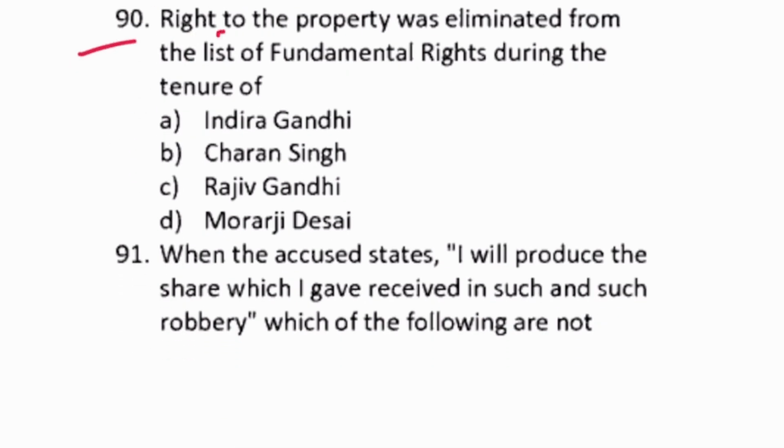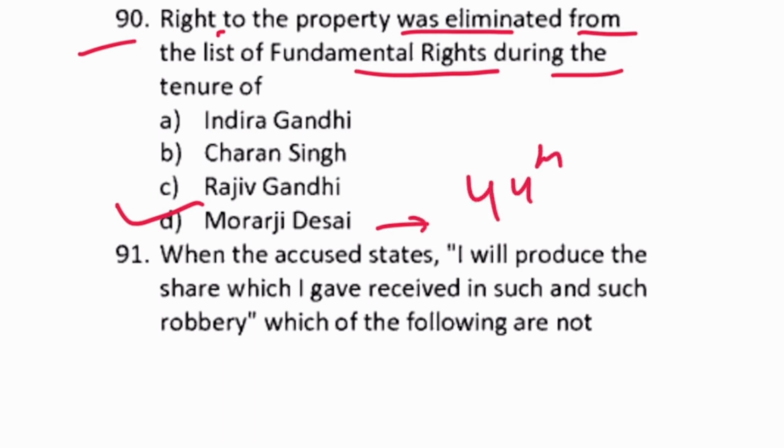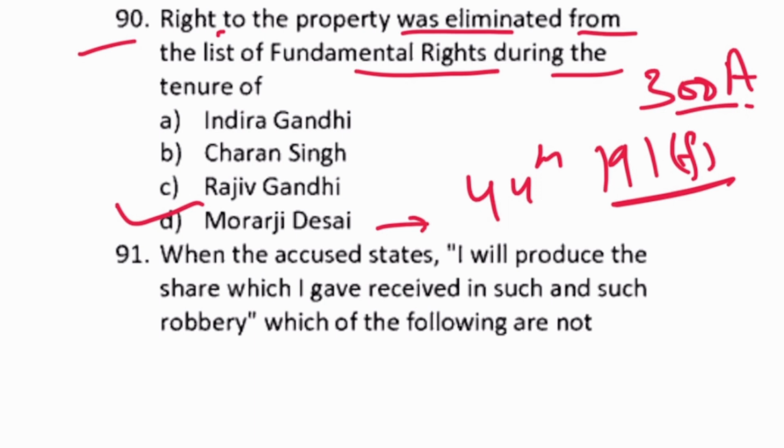Next 90. Right to the property was eliminated from the list of fundamental rights during the tenure of Morarji Desai. B is the answer. It was eliminated by 44th Amendment from 19(1)(f). It was deleted, but it was added as 300A as a constitutional right.